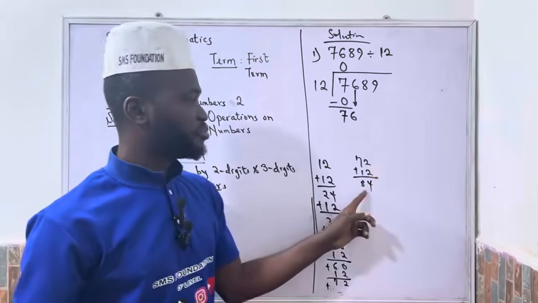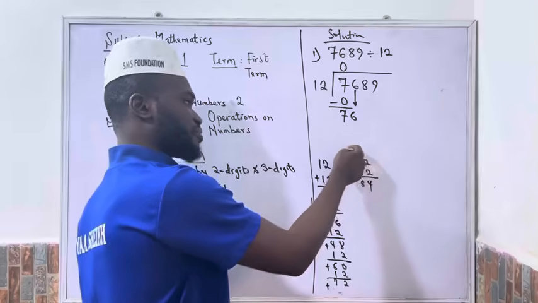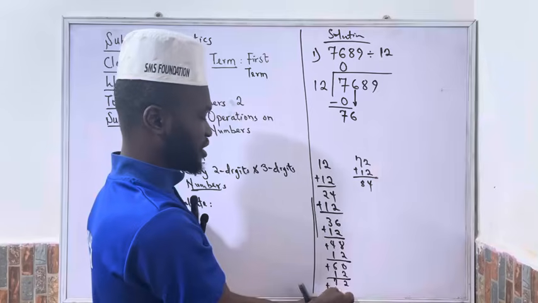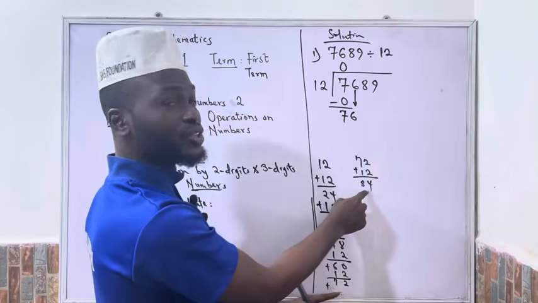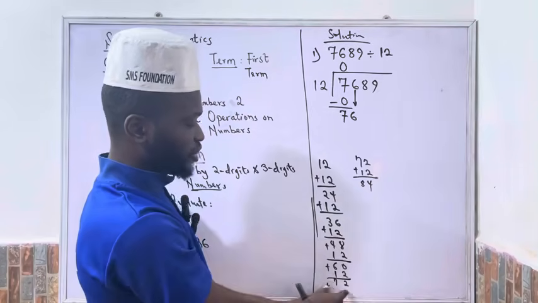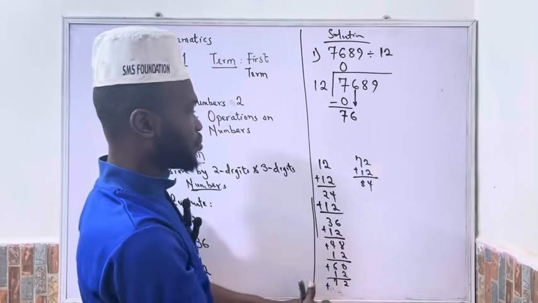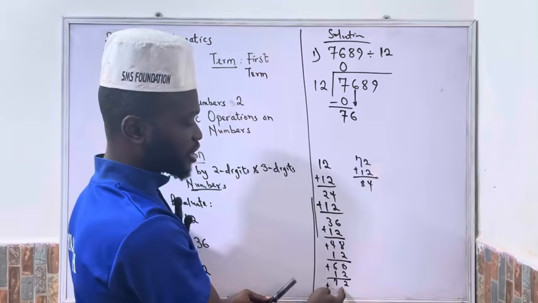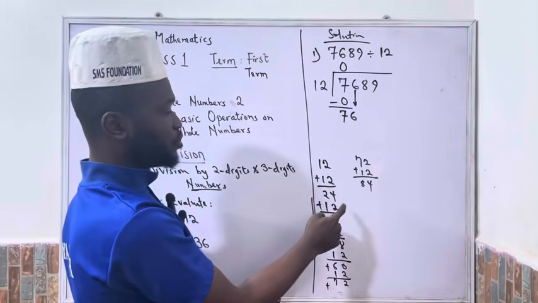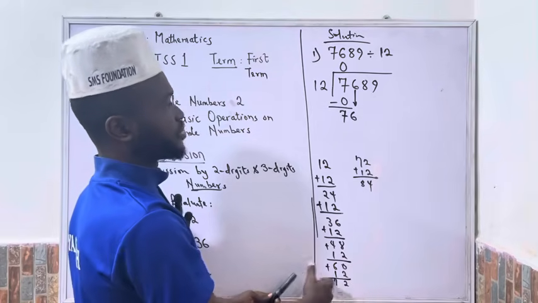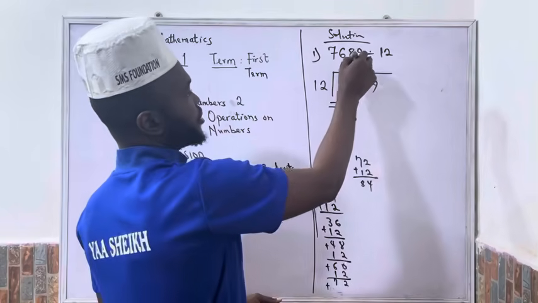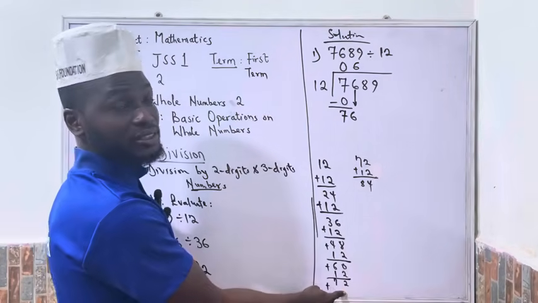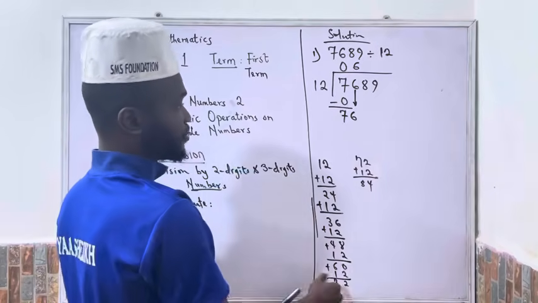Now, 84 is already bigger than what we need, so that part is not necessary. I will go for the closest one to 76, which is 72, because the next one is 84. So let's count how many 12s we have before we get to 72. This is 1, 2, 3, 4, 5, 6. So 12 in 76 is just 6 times. Then we do 12 times 6, which gives me 72.